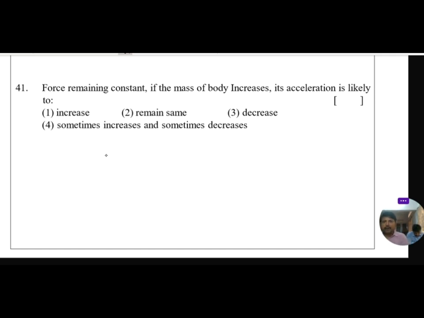Let's start. Force remaining constant, if the mass of a body increases, its acceleration is likely to. We know very well, according to Newton's second law of motion, F net is equal to mass into net acceleration. Force remaining constant, then write here acceleration equal to net force by mass. If force is constant, then we can write acceleration is inversely proportional to mass.